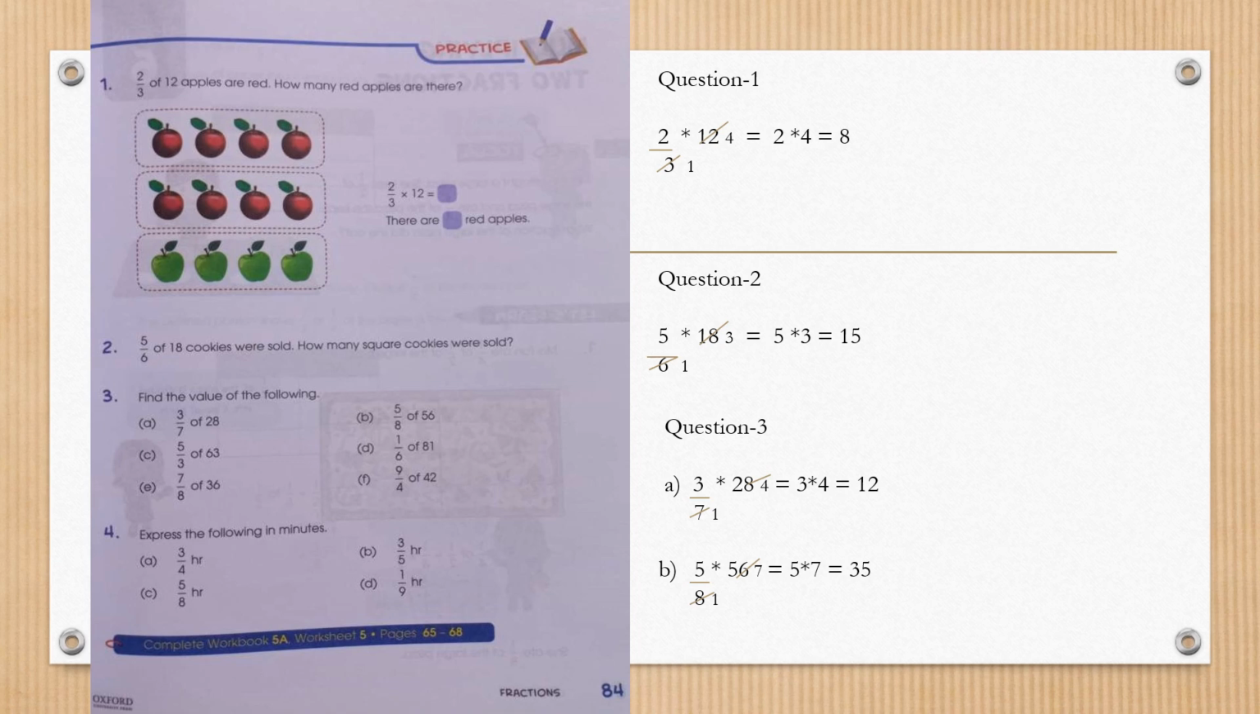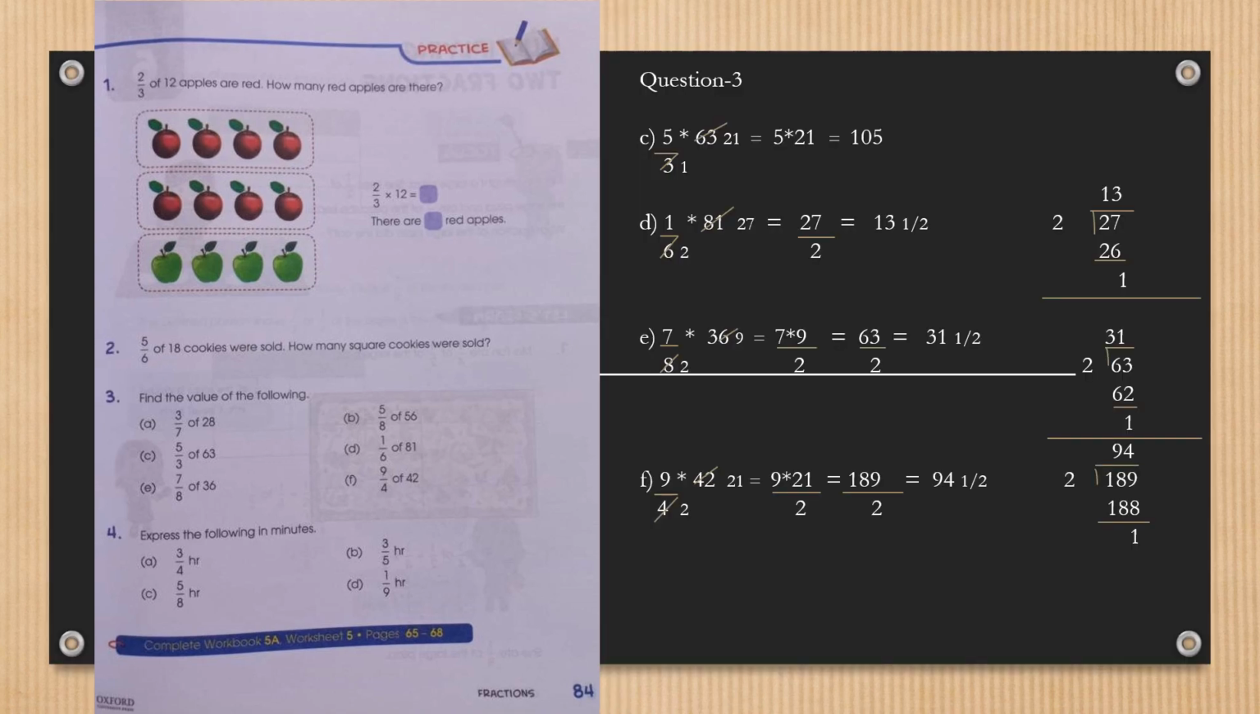Again, for part B, we have 5 over 8 of 56, which is 5 over 8 multiplied by 56, and we have cancelled out 56 by 8, so we have 8 into 1 is 8 and 8 into 7 is 56, and now we have to multiply 5 by 7, which is 35, and this is our answer of part B. In question 3 part C, we have 5 over 3 of 63, so we write it as 5 divided by 3 multiplied by 63, and first cancel out 63 by 3, so we have 5 multiplied by 21, and it is equivalent to 105, which is our answer.